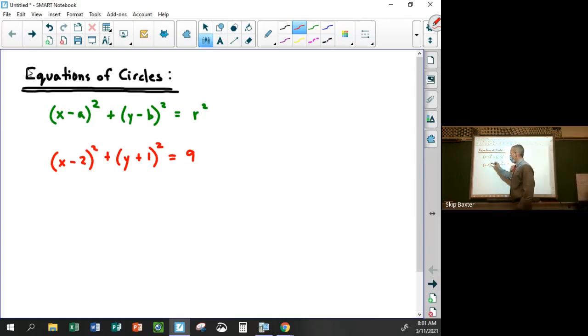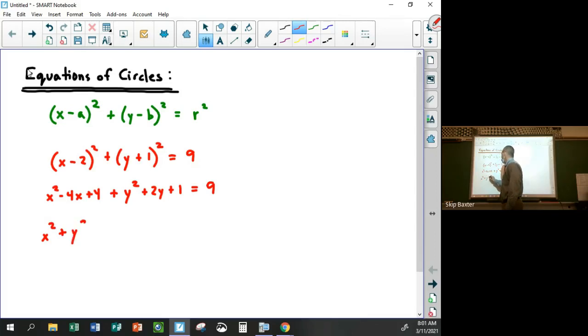But what if this equation was all FOILed out and everything was on one side? Like, for example, what if it was x squared minus 4x plus 4 plus y squared plus 2y plus 1. I'm just FOILing now. Equals 9. And then what if everything was just combined on one side? So what if it was x squared plus y squared minus 4x plus 2y, and then if I combine all the constants, I have 4 plus 1, and then minus 9 is negative 4 equals 0.